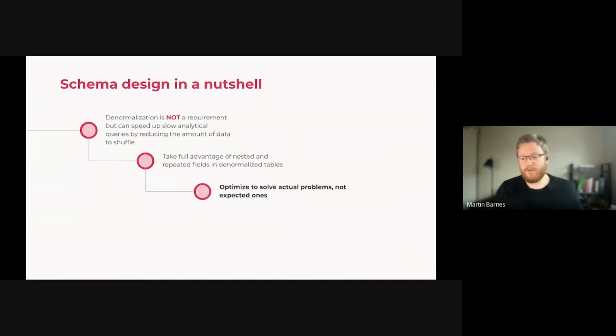But if you do look to use denormalization, nested and repeating fields with structure and arrays are the way to go. And there's a lot of functionality within BigQuery to really support that way of working.